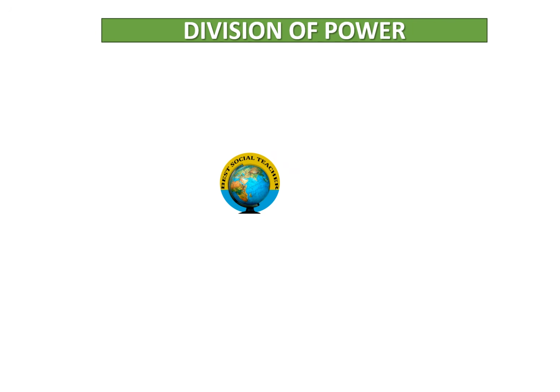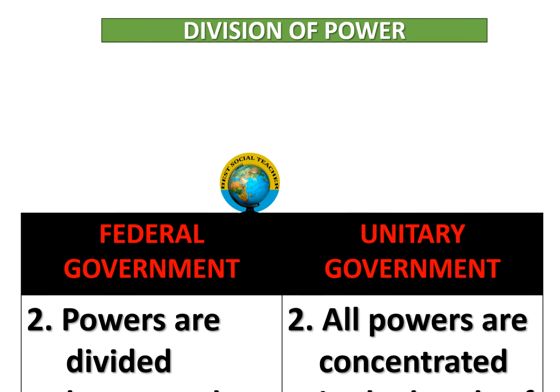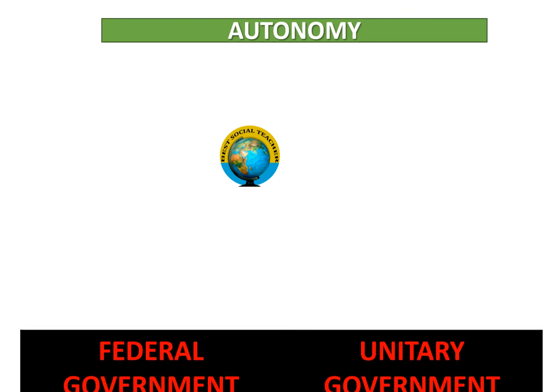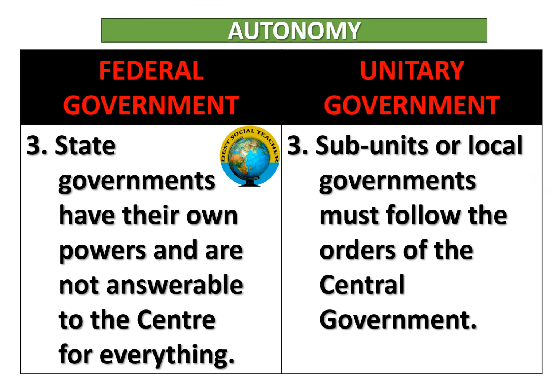The second difference is division of power. In federal government, powers are divided between the center and the state by the constitution, whereas in unitary government, all powers are concentrated in the hands of the central government. Next difference, autonomy. In federal government, state governments have their own powers and are not answerable to the center for everything. But in unitary government, subunits or local governments must follow the orders of the central government only.